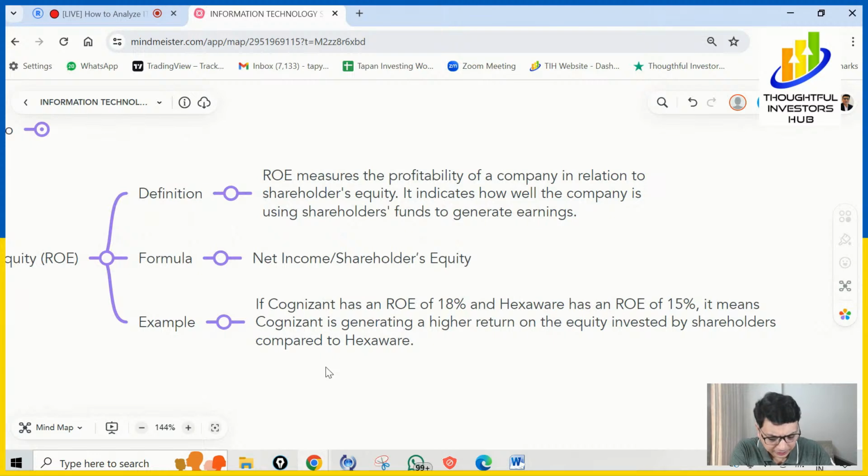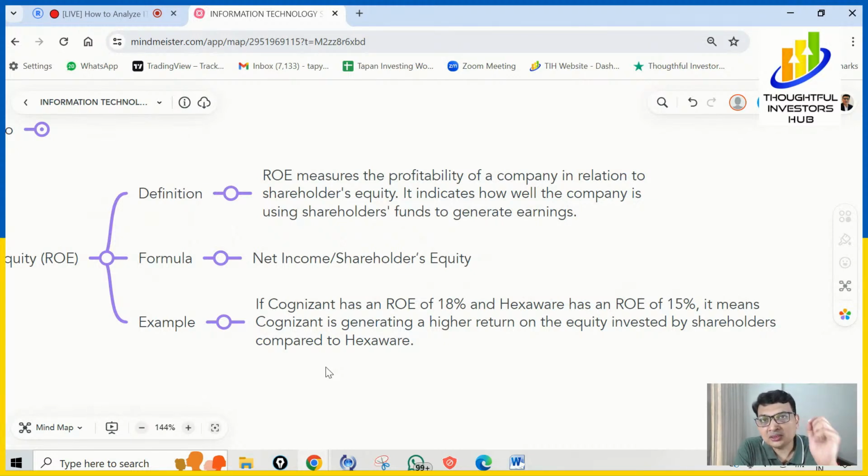ROE measures the profitability of a company in relation to shareholders' equity. It indicates how well the company is using shareholder funds in generating earnings. So वही है कि shareholder को कितनी earning मिल रही है. The formula is very simple: net income divided by shareholder equity.